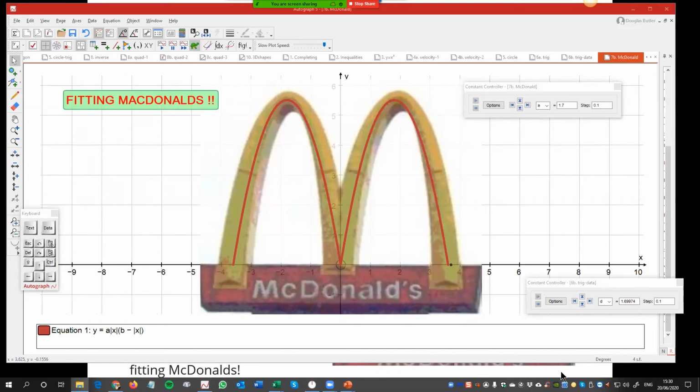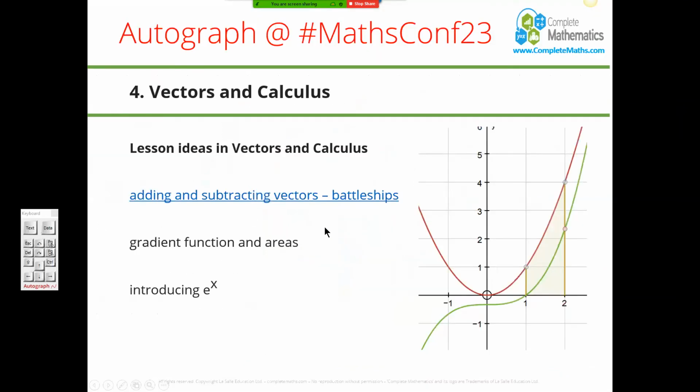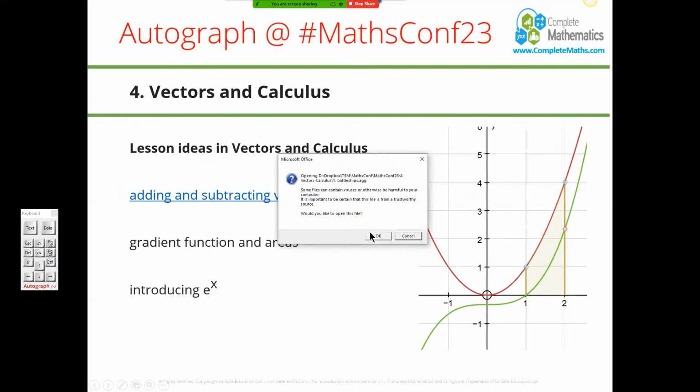Okay, and let's go back to here again, and some ideas of vectors and calculus, sort of favorite topics of mine. I spent most of my teaching career with the students saying, oh, I hate vectors. But then when they started to look at them moving around the screen, they said, I see, that's what's going on. So we'll have a look at a little problem I've set to do with a couple of battleships.